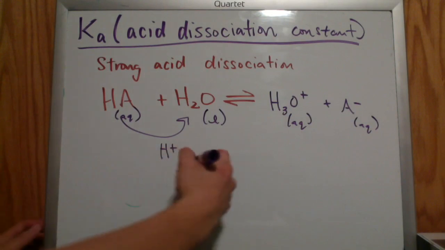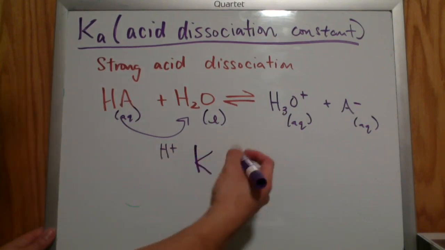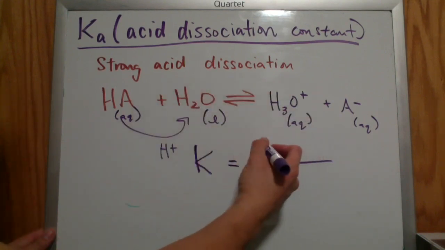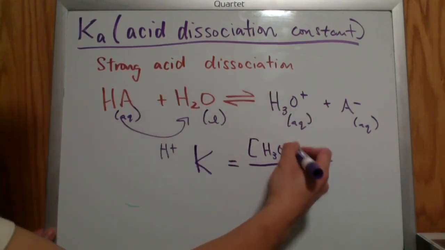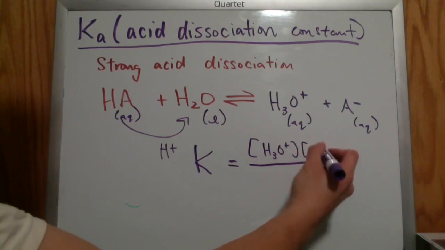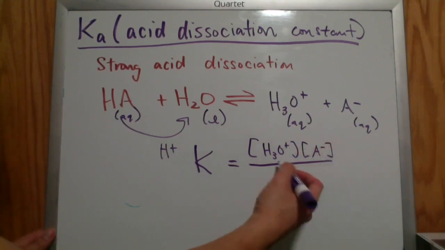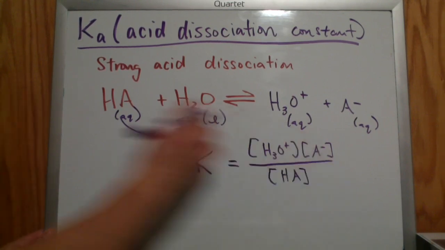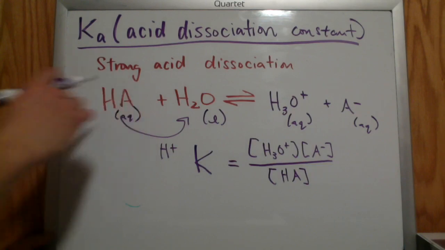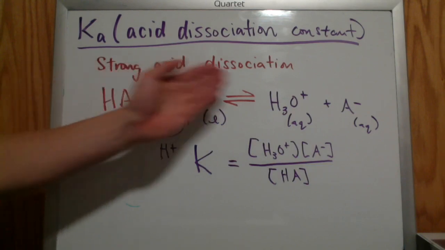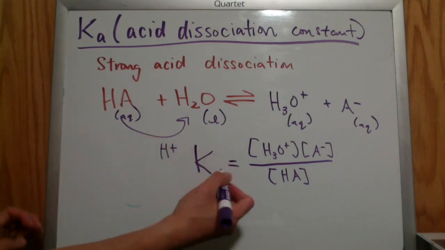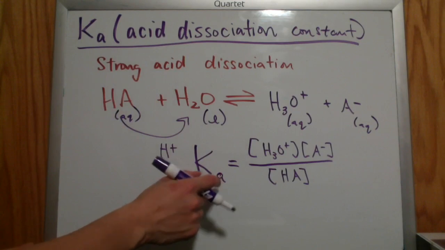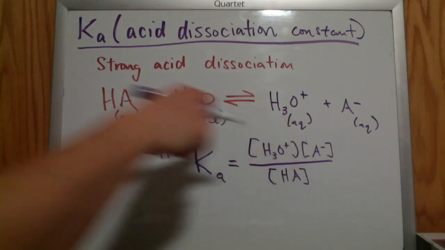So if we're writing the equilibrium expression for this, remember, products over reactants, this is already balanced. We'll put the concentration of H3O plus times the concentration of A minus over the concentration of HA, which is just a generic formula for an acid. So if it's a strong acid and we're dissociating it, what would happen to the K value? Well, we can put in Ka because this is acid dissociation. So this is still just an equilibrium constant, just dealing with an acid.